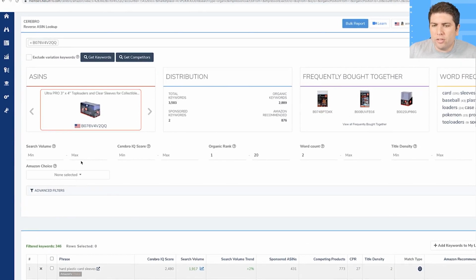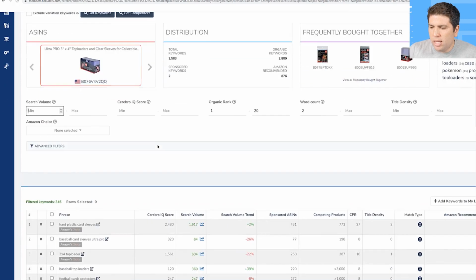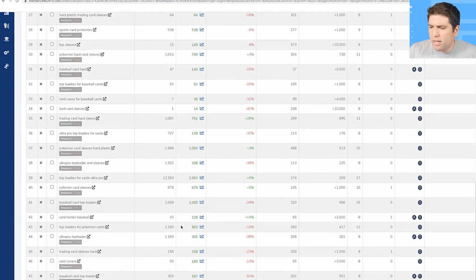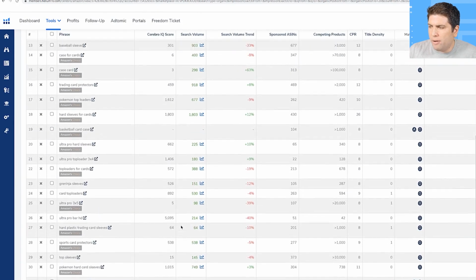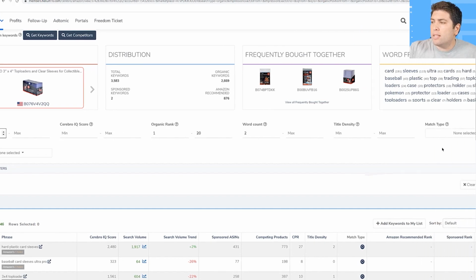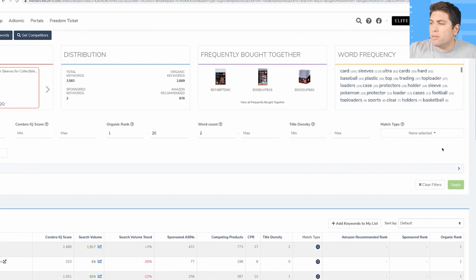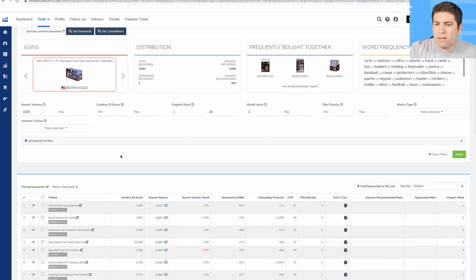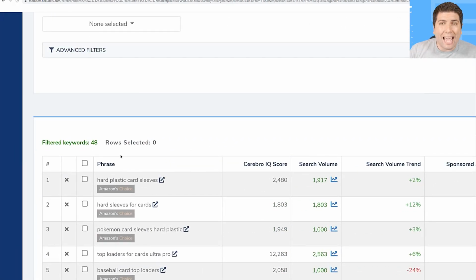I'm going to do a filter here, search volume. Let me just take a look at some of these keywords. Let's go down to 1,000. We said that that one keyword that we searched, baseball card top loaders or whatever, had 1,000. Let's do that as the minimum. Let's see how many that comes up with. All right, we did 1,000. Look at that. We've got 48 keywords.